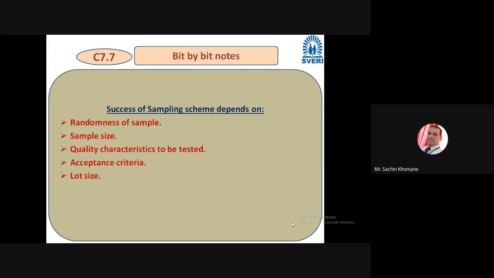So the success of the sampling depends on a few things. For example, randomness of the sample. So this sampling inspection will also be successful. Try to understand, it is not a bad thing, but randomness of the sample is very important.